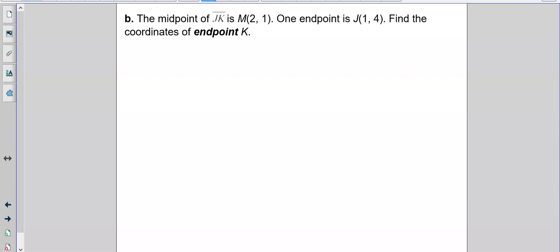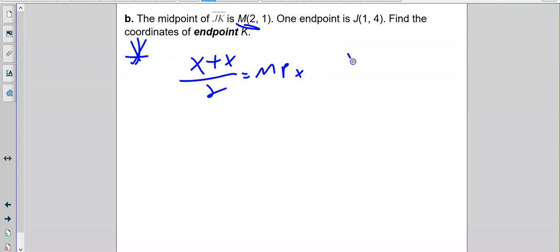Now, this is tricky, all right? You're given the midpoint and one of the endpoints. So let's think about that formula again. It was x plus x divided by 2 equals the midpoint x, and y plus y divided by 2 equals the midpoint y. All right? Well, all we're going to do is plug information in.